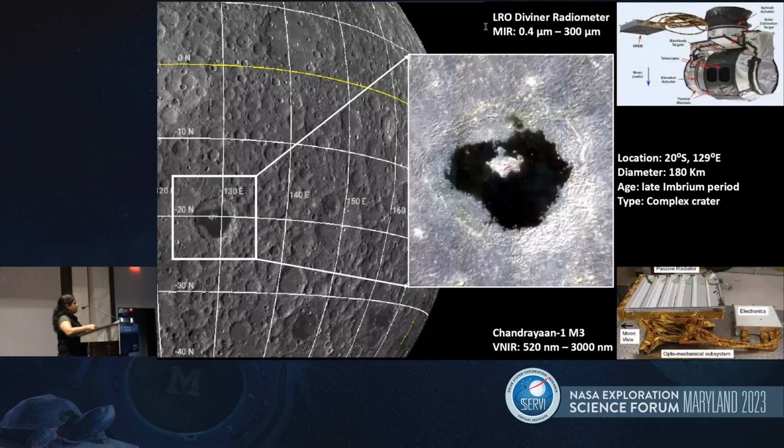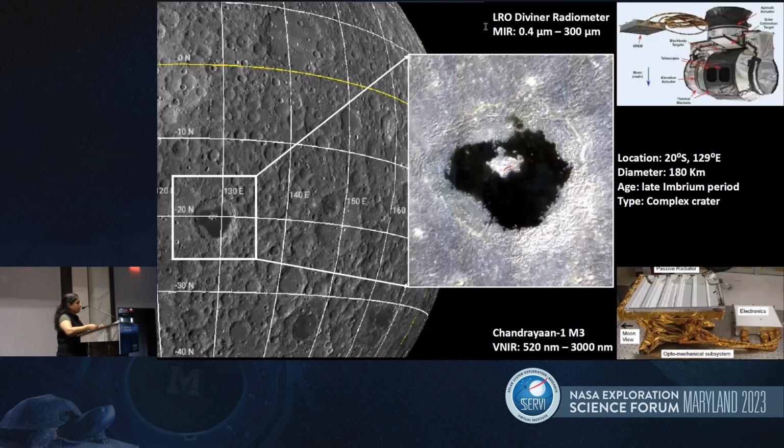Tsiolkovsky is providing the best example of far side volcanic activity. It is around 180 kilometers in diameter and located at 20 degrees south and 130 degrees east. It has a very prominent central peak and very fresh exposure of certain mineralogy. To understand its composition, we have utilized two datasets.